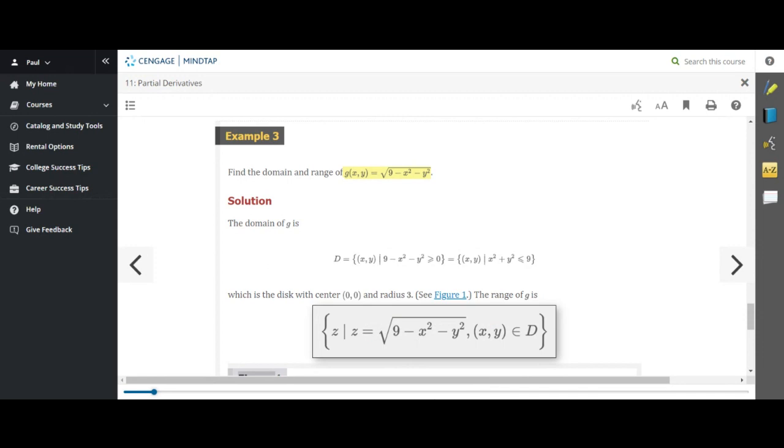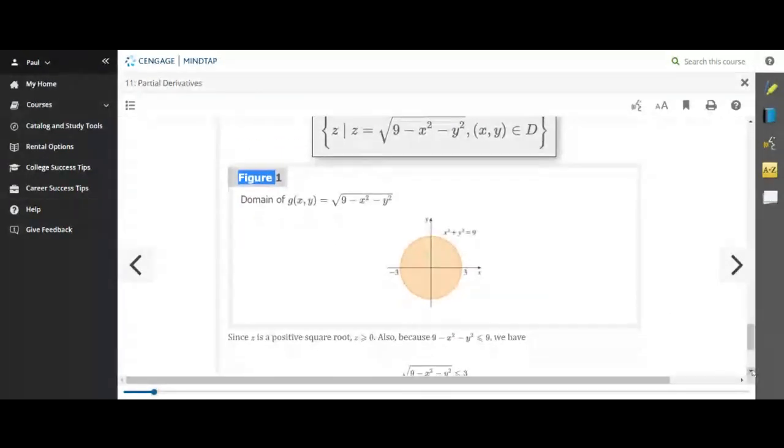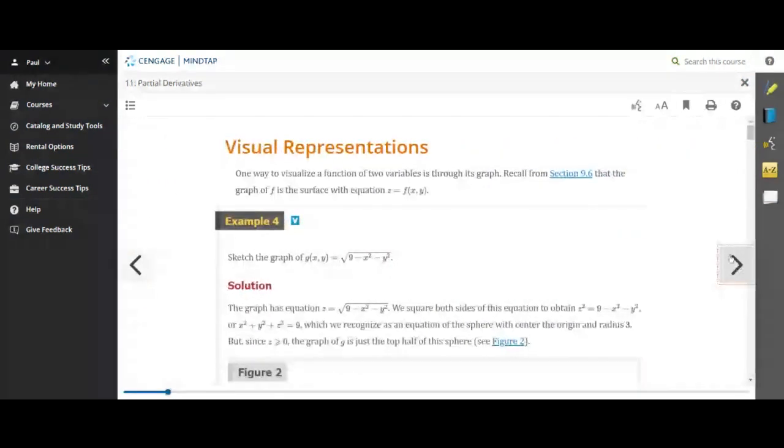So many times we want to get an idea of what a function of two variables looks like. And there are ways to help us do that. By the way, there's the picture of the domain for this example 3 that we looked at. Okay, let me continue on here.